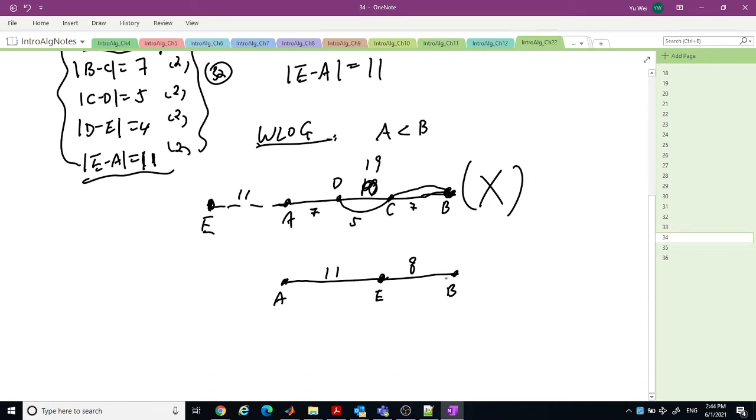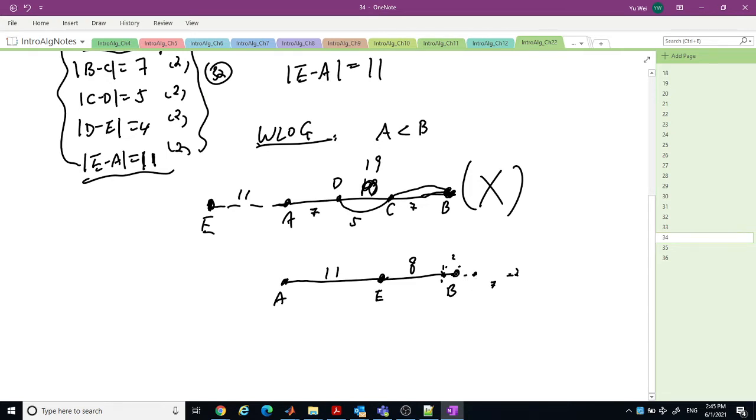Now we have this other case. Now we can see B and C. If C goes in this direction by 7, then the best case is to go back 5, so it's here, and D to E is definitely greater than 8. So it's not a way.